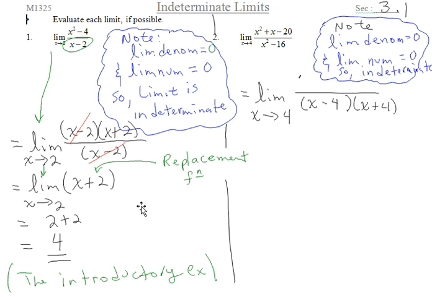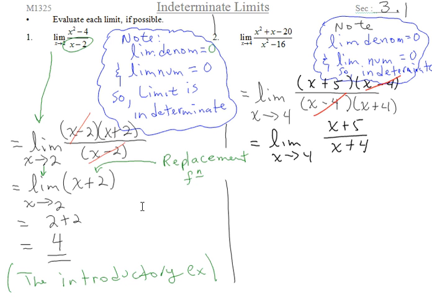The numerator can be factored into x plus 5 and x minus 4. Again, cancel out this common factor. And that leaves me with the expression x plus 5 over x plus 4. So my replacement function, this is it right here, is classified as a rational function.